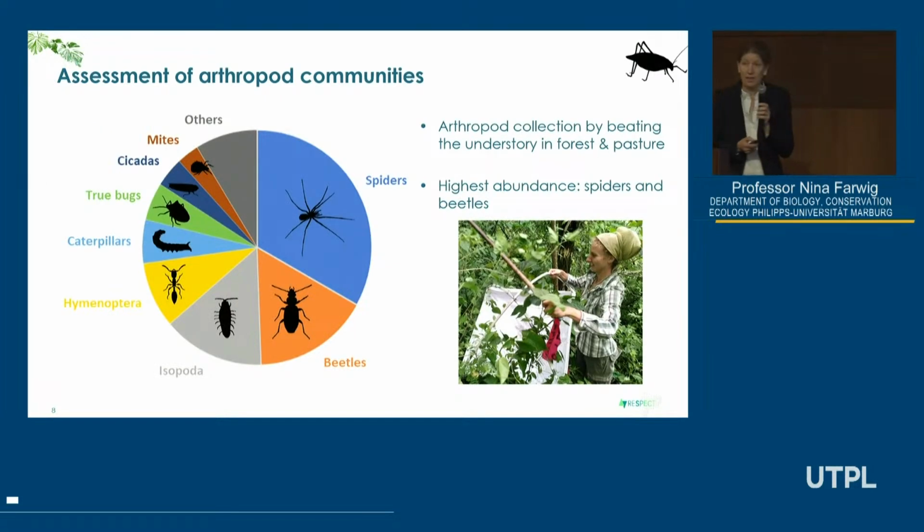We then assessed the arthropod community in general, and here you can see Jana, who will give the Spanish talk tomorrow. They collected the arthropods by beating samples. So you have this white cloth below the shrub, you beat it from both sides, and then you collect all the arthropods with these sucking tubes and sort them later on. What we found is that the majority of arthropods in the understory were spiders, followed by beetles, but also Isopoda, Hymenoptera, caterpillars, true bugs, cicadas, mites, and some others were among them.